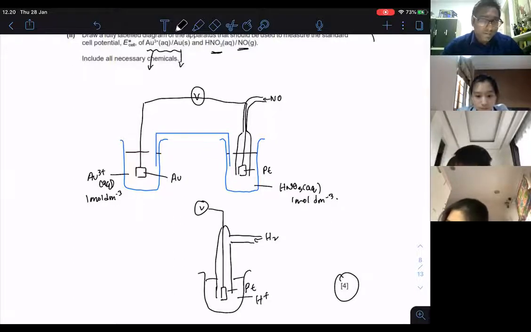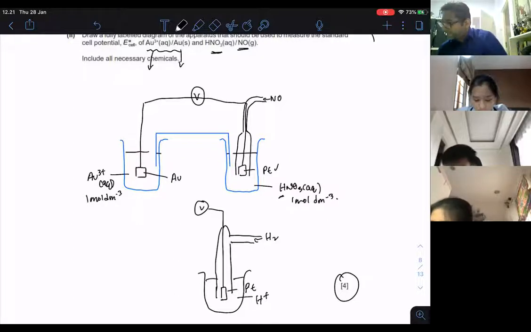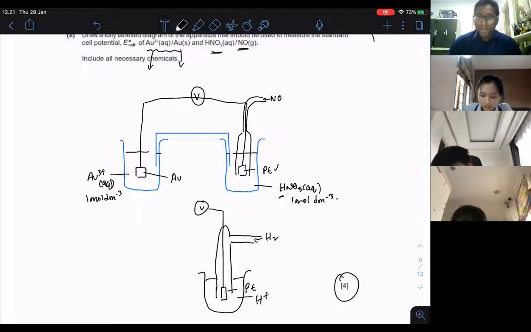So similar to that, I think this is also H plus. This is Pt, platinum. Let me see whether you can use other things. I think most of the time they actually use platinum. So it's platinum. Let me see the marking key also. It's platinum. Yeah, so even in the marking key, they use platinum.